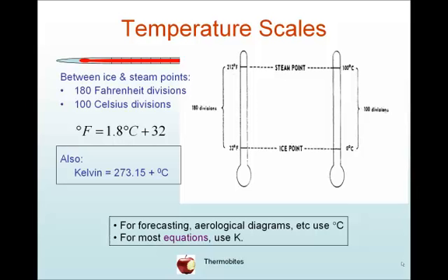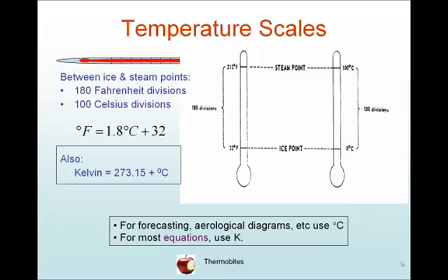Here we can see the temperature scales. The two most common ones used in terms of day-to-day temperature forecasts are Fahrenheit, mostly in the United States of America, and Celsius, everywhere else. The two fixed points are the steam point and the ice point. In terms of Celsius, there are 100 divisions between 0 and 100. In the case of Fahrenheit, there are 180 divisions between 32 degrees Fahrenheit and 212 degrees Fahrenheit. And one can convert between one and the other by the following equation shown there, that degrees Fahrenheit are equal to 1.8 times degrees Celsius plus 32 degrees.